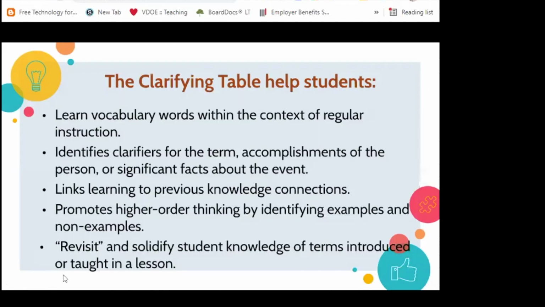And so these are the things that we want the clarifying table to help us do. And I'm going to give you a minute. I've been talking, but I think you can read. So I'm going to let you go ahead and read these 5 bullets on your own.